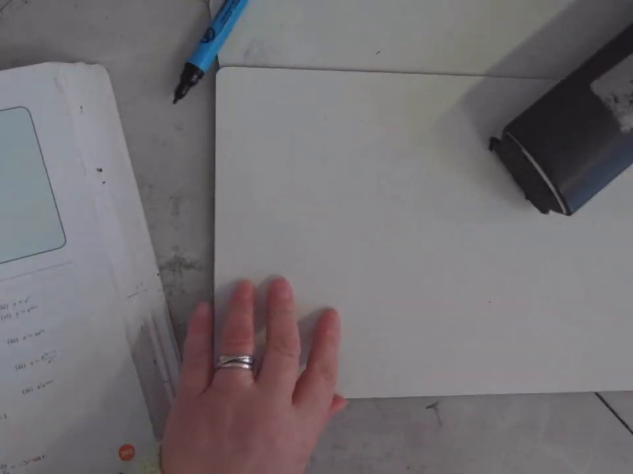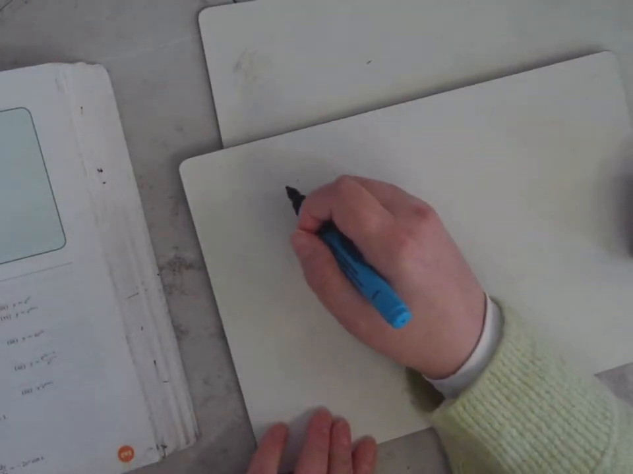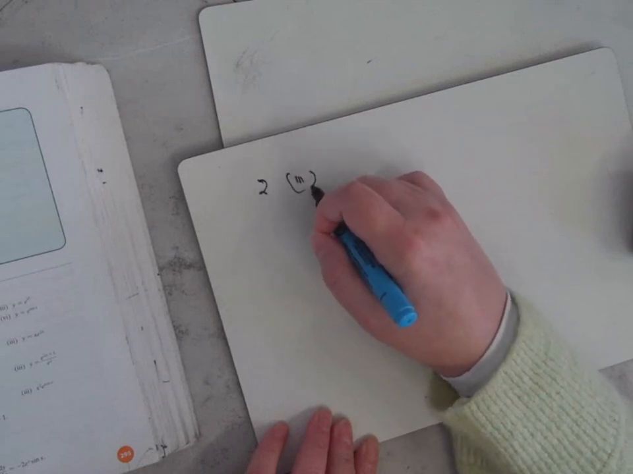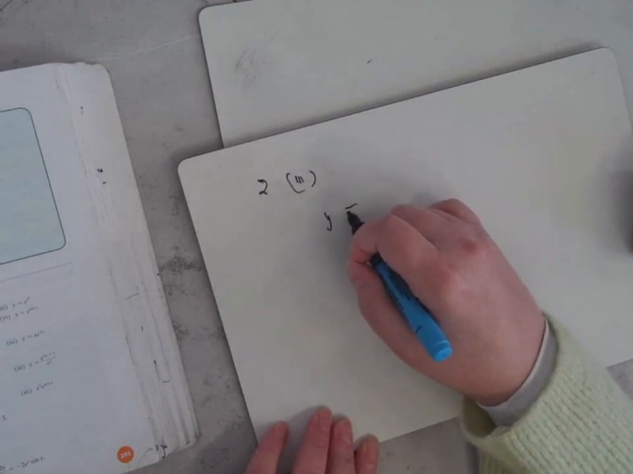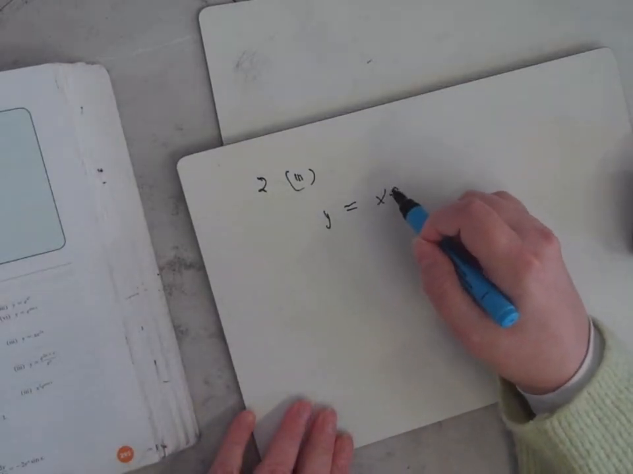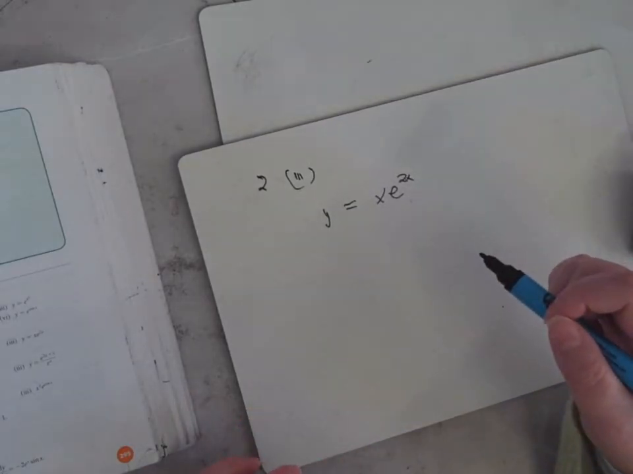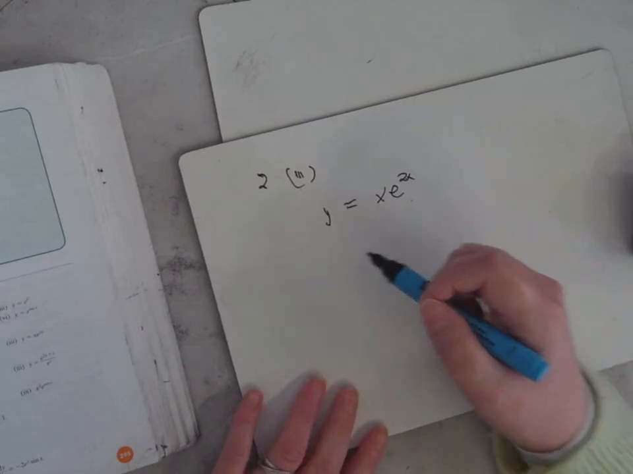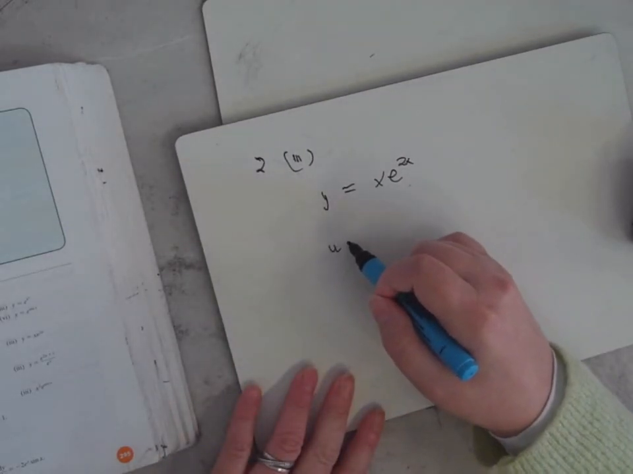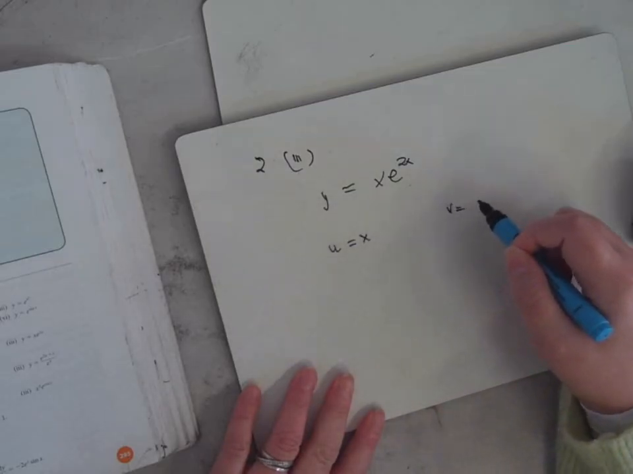Yes, Nicola? 2 part 3, right, okay. So 2 part 3 is y equals x times e to the power of 2x. The clue is in the way I say it: x multiplied by e to the power of 2x. What do you need to use? Product rule. So you need to say u is equal to x and v is equal to e to the power of 2x.